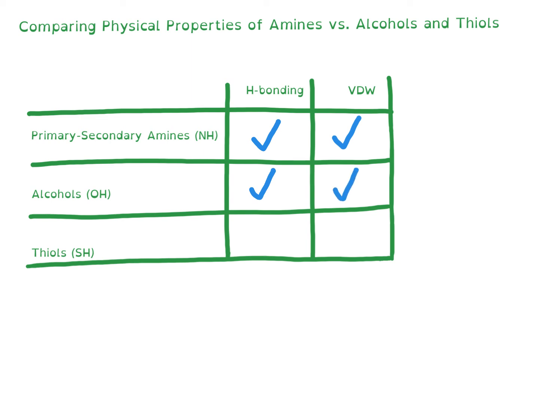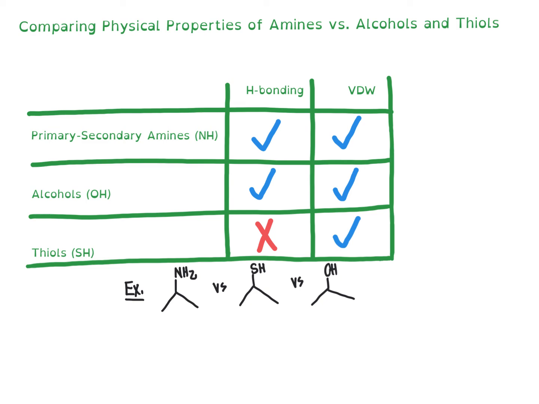Thiols, on the other hand, are incapable of hydrogen bonding because the bond between sulfur and hydrogen is not as strongly polarized as an OH or NH. Thiols, like most molecules, are able to engage in van der Waals forces. So when we are looking at structures and thinking about whether they are going to boil at a higher or lower point than others, we can compare across these functional groups. Let's take a look at an example.